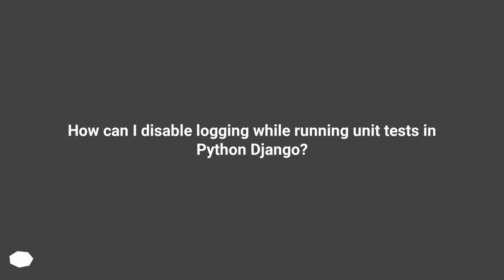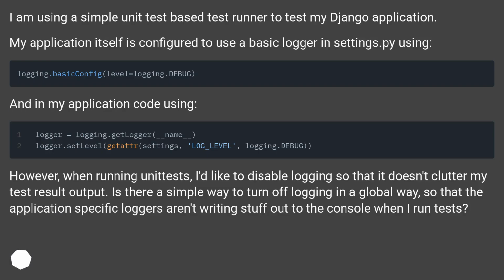How can I disable logging while running unit tests in Python Django? I am using a simple unit test-based test runner to test my Django application. My application itself is configured to use a basic logger in settings.py, and in my application code.